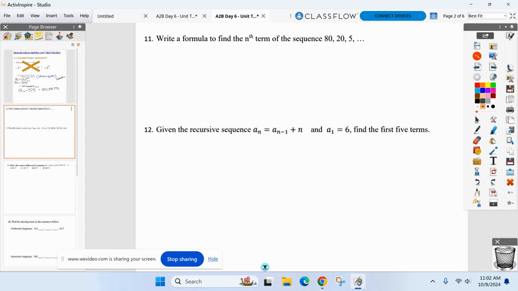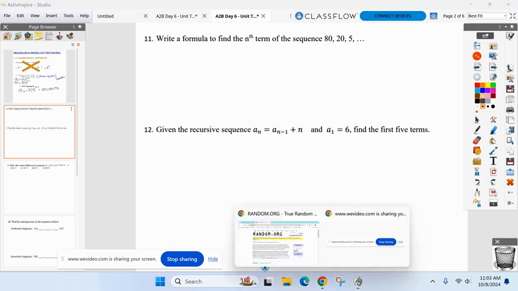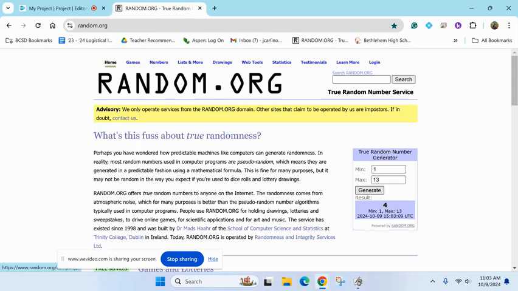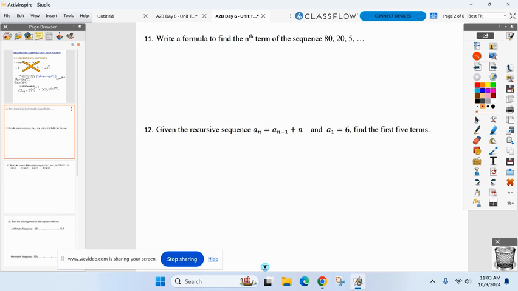Let's go to 11 now. Again, trying to hit on ones I know that are similar tomorrow. Again, write the nth term. Here we go. Write the nth term. Am I working with an arithmetic or a geometric? Okay, this is geometric again.